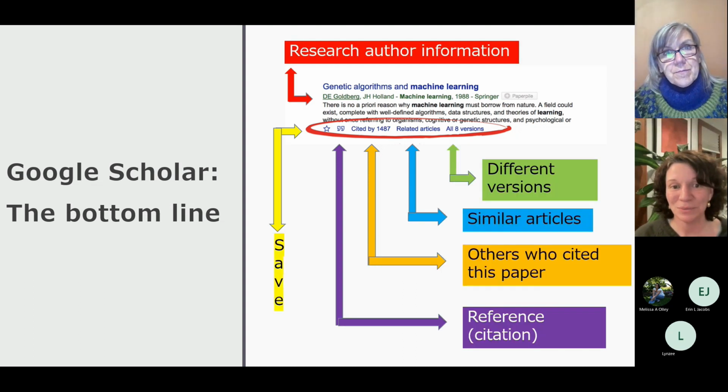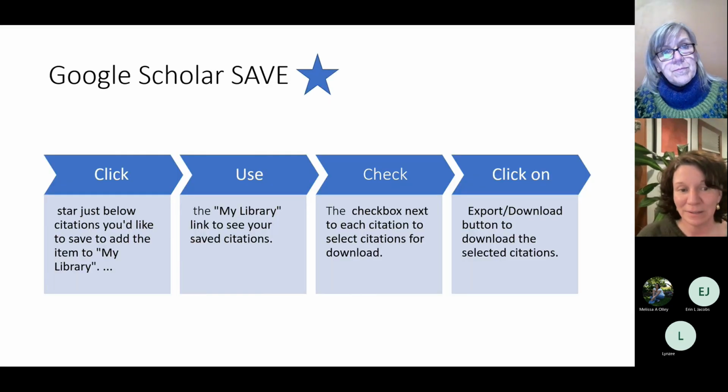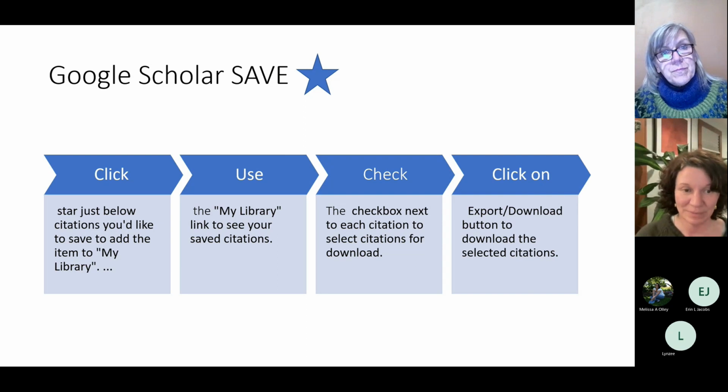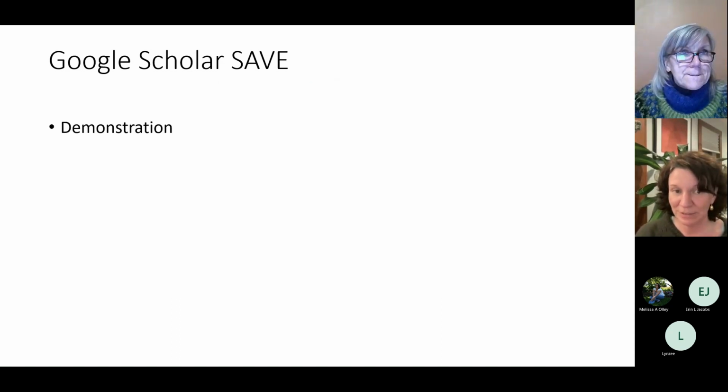And so when you click on this little star in Google Scholar, it'll save your article for you. Let me give you an example of that. You just click the star below the citations, and it'll save the item to my library. And then there's a checkbox next to each citation to select it for download. And you can even export it. So I'll go ahead and show you.